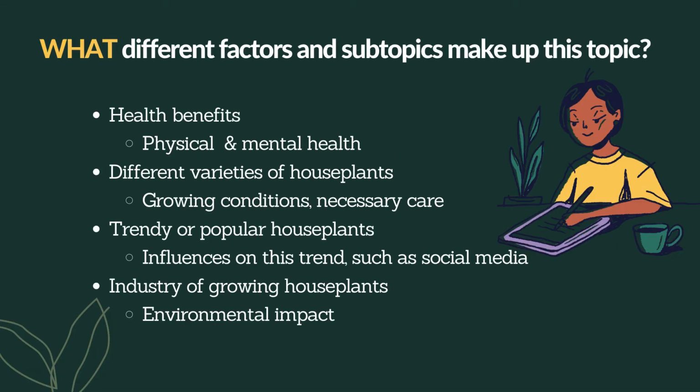What different factors and subtopics make up this topic? When I start to break this topic into components, I can think of many related categories like health benefits, both physical and mental, different varieties of houseplants, growing conditions and necessary care, trendy or popular houseplants, influences on this trend such as social media, industry of growing houseplants, and environmental impact. And this is just the beginning of the list.